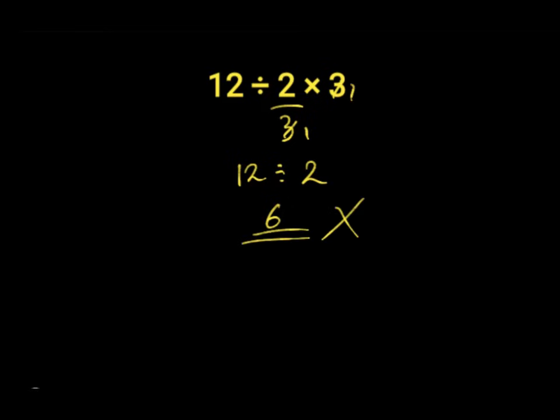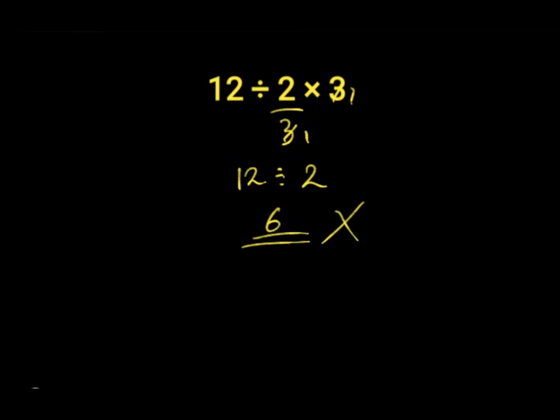6 is the wrong answer to this question because we did not work with the order of operation. According to the operations, division and multiplication have equal priorities. So we are going to work from our left to our right, which is we have to solve 12 divided by 2 over 3 first before solving our multiplication. Let us solve the right answer to this question.